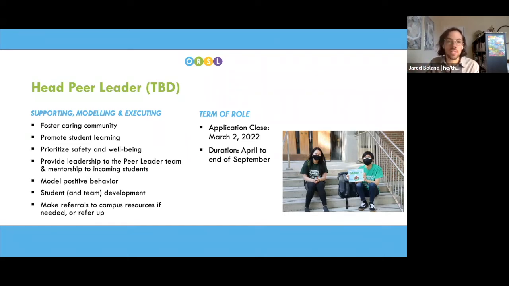So pretty similar things. We're looking at fostering care and community. We're promoting student learning. So again, one of the things that we try to do in all of our work is think about what students can learn in the things that they're doing, prioritizing, of course, safety and well-being.